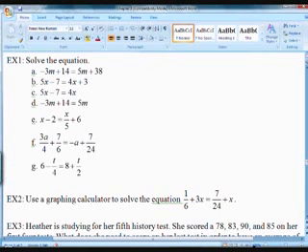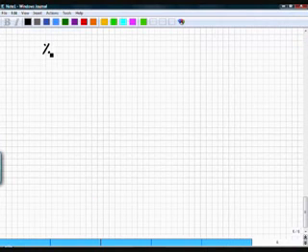Okay, here we go, the next one, the dreaded fraction. x minus 2 equals x over 5 plus 6. I'm going to show you two different ways to work this. The first way is to leave it as a fraction.